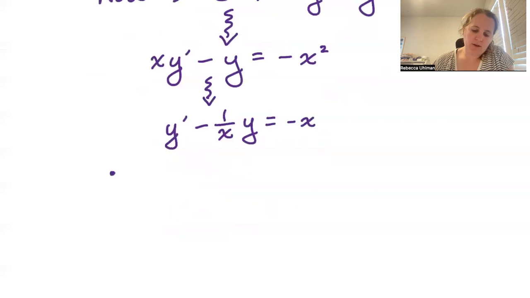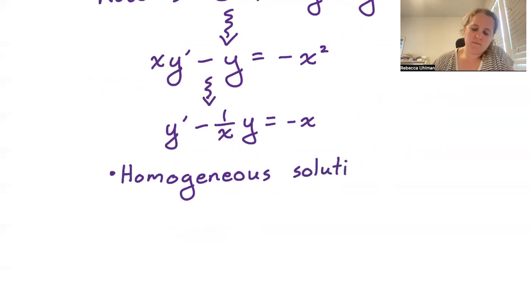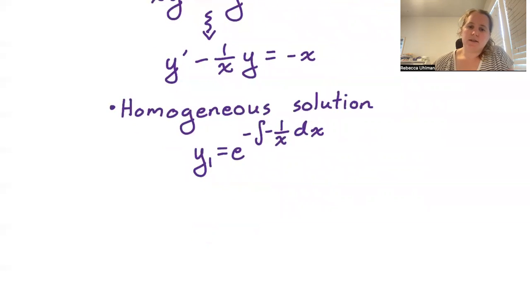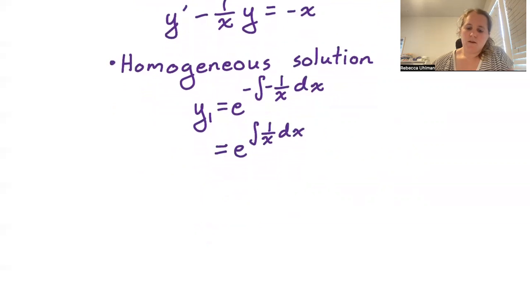The first thing we need to do is find the homogeneous solution. So y1 is e to the negative integral of p of x dx, where our p of x is negative 1 over x. So y1 is e to the negative integral of negative 1 over x dx, or y1 equals e to the positive integral of 1 over x dx. This becomes e to the natural log of the absolute value of x, or just x is what we can pick as our y1.